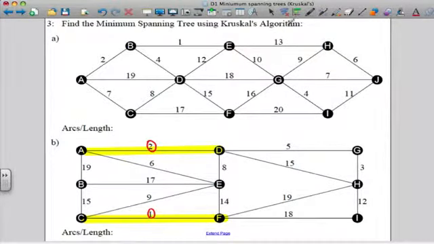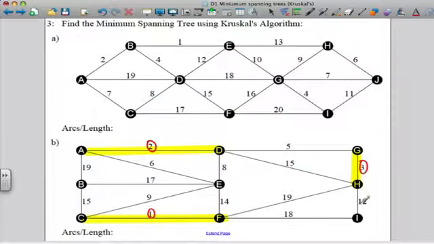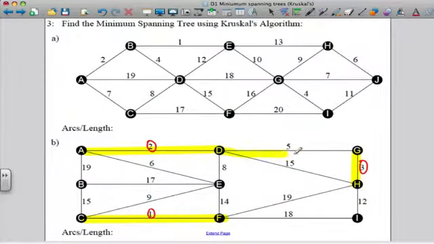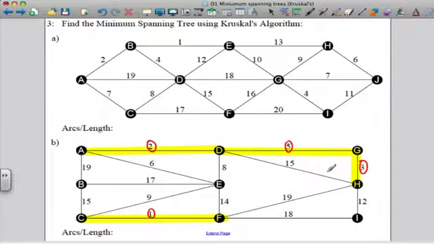Keeping on looking around, I've got another small one here. I've got that 3. And I'll circle it. Now what have I got left? I've got a 6, an 8, a 17. Looking around, I've got a 5 here. Again, that looks minimal of all the ones left, so I'm going to include that 5 and circle it. Okay, now what have I got? 12, 18, 19, 15, 14, 8, 9, 17, 6. 6 is the smallest now, so I'm going to include that one as well.